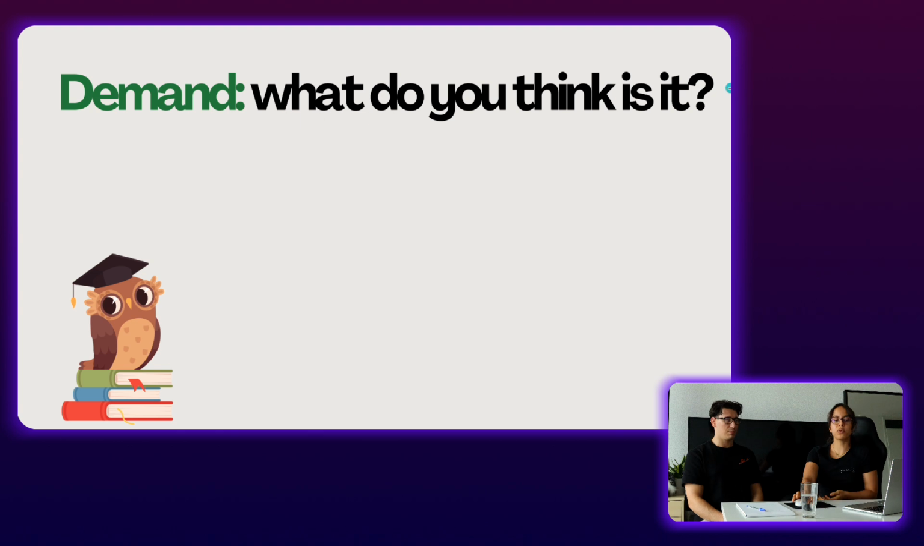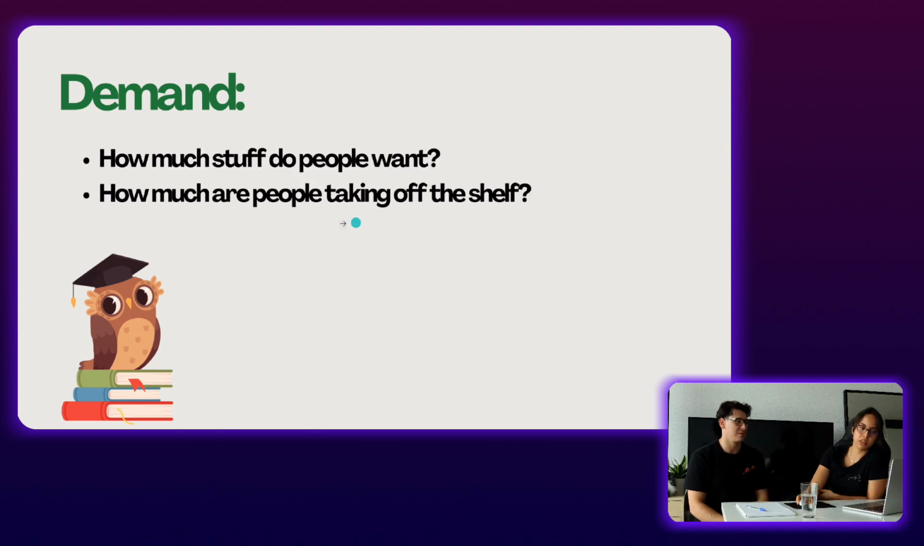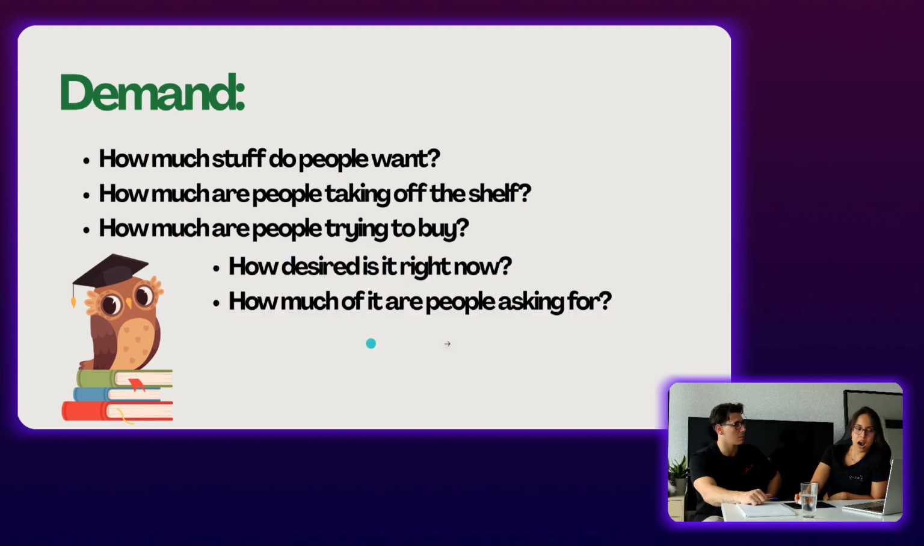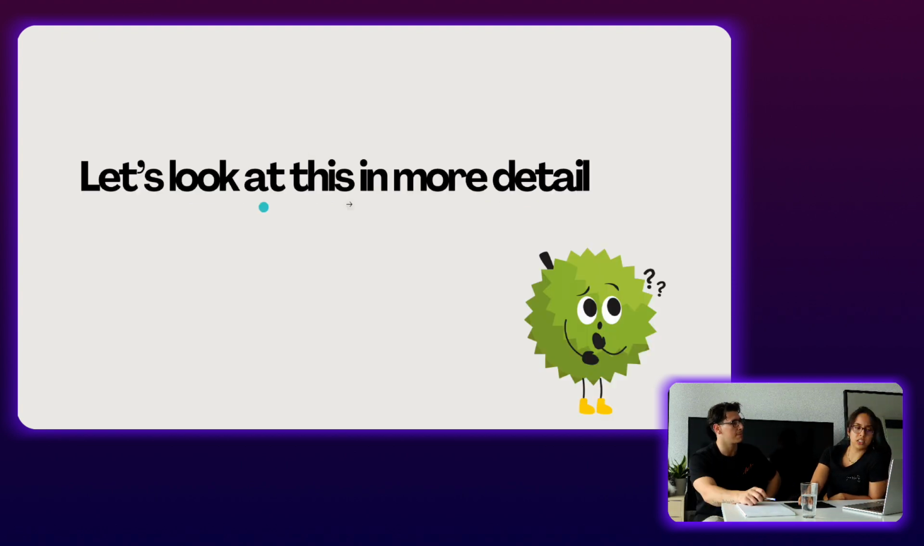As for demand, what do you think it is? A hungry crowd. How much stuff do people want? How much are people taking off the shelf? How much are people trying to buy? How desired is it right now? And how much of it are people asking for? So let's look at this dynamic of supply and demand in more detail.